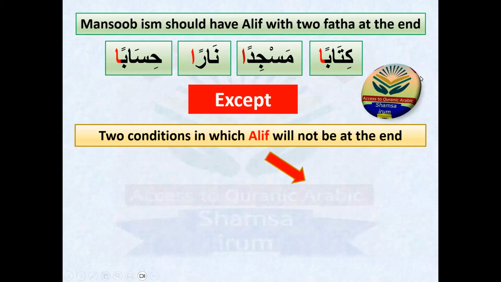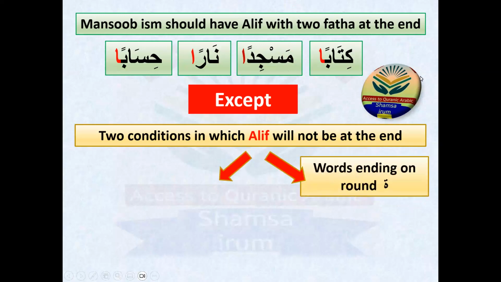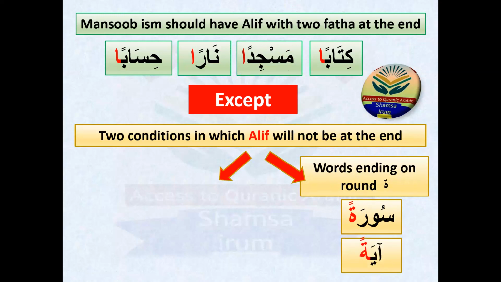The first condition is words ending on the round ta. Those words that end on round ta, ta marbuta, will have the double fatha in the end, but you will not see the alif with it. Okay, this is the exceptional case. You will not see the alif, but you will see the double fatha. Next example is ayatan. What you see there is the double fatha, but there is no alif.